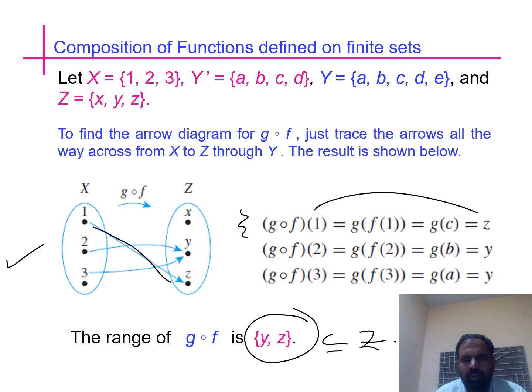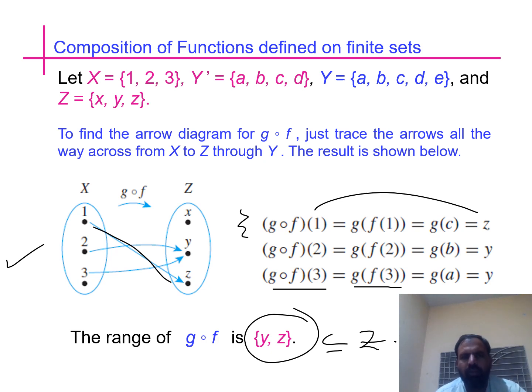g circle f of 2 is equal to g of f of 2, which is g of b, which is equal to y. You read g circle f of 3 as g of f of 3, which is equal to g of a, which is equal to y. So the range of g circle f is y, z, which is a subset of Z.